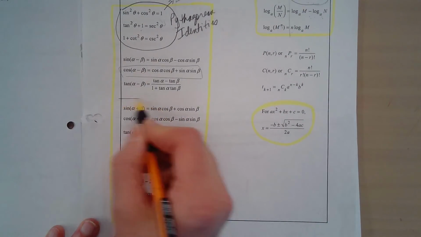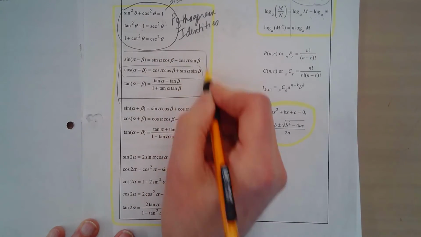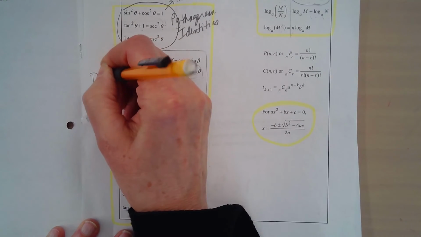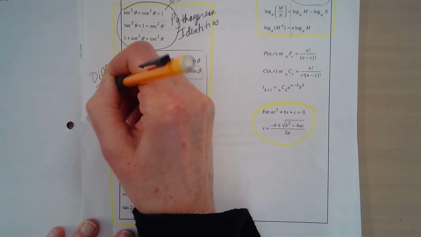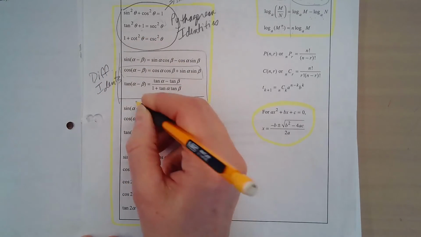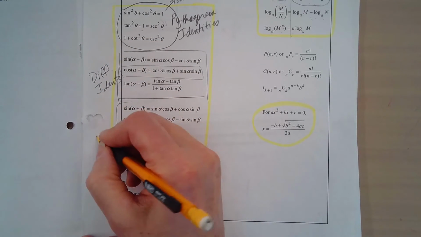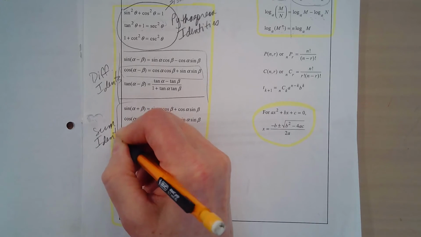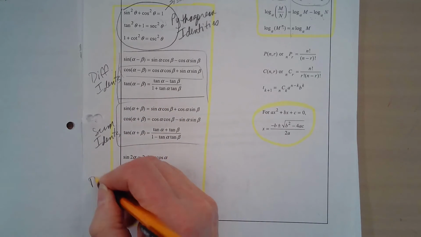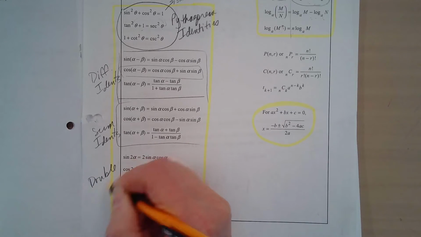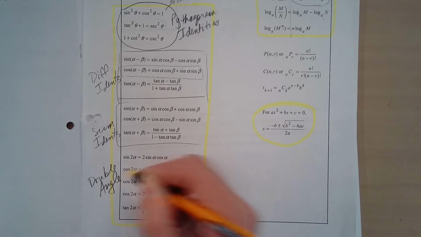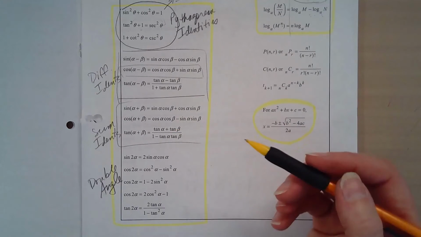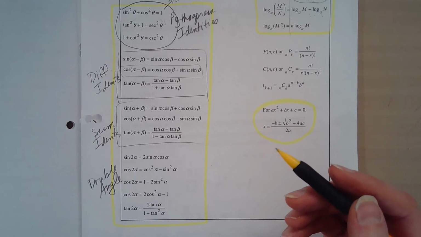So once again, these were the difference formulas, or the difference identities. I think I mentioned this before. These are the sum identities, right, because you're adding 2 angles, so they're called the sum. And these last sets are called the double angle. I find them a little more useful than the sum and difference, but let's look at the double angle.